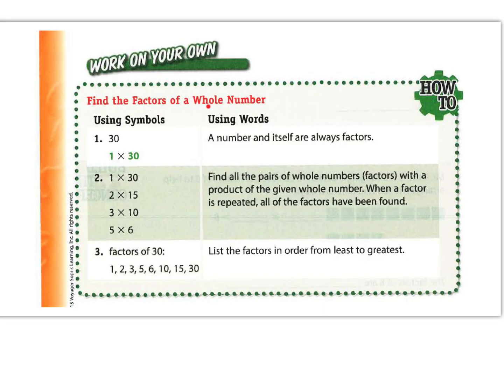So find the factors of a whole number. Using symbols, 30, we know 1 times 30. A number and itself are always factors. You always know those are the first 2 factors very quickly. Then you find all the pairs of whole numbers, factors, with a product of the given whole number. When a factor is repeated, all the factors have been found. And then factors of 30, you list the factors in order from least to greatest. So here we list them all in order. So 1 times 30, 2 times 15, 3 times 10, 5 times 6.